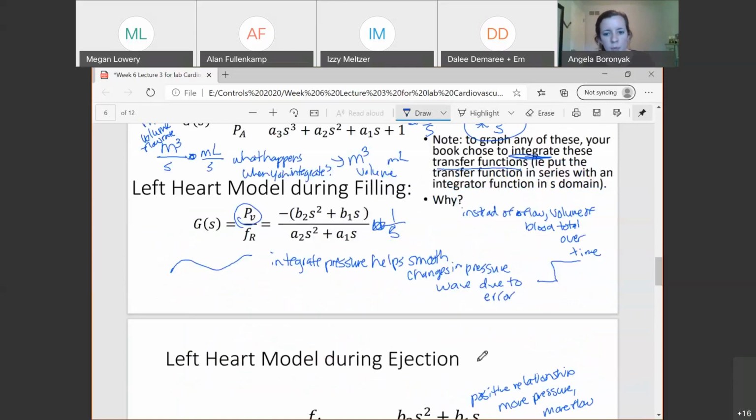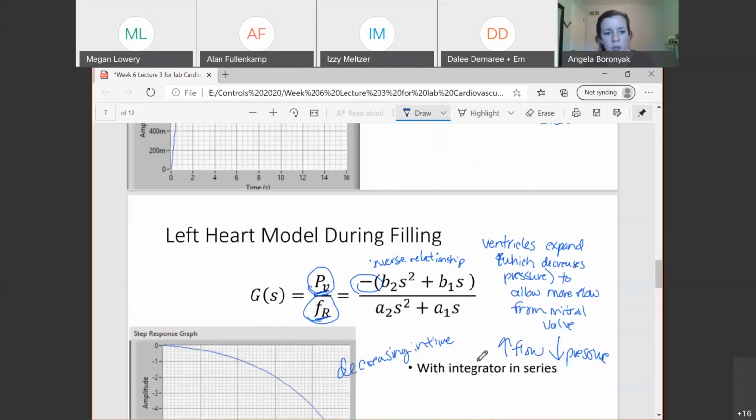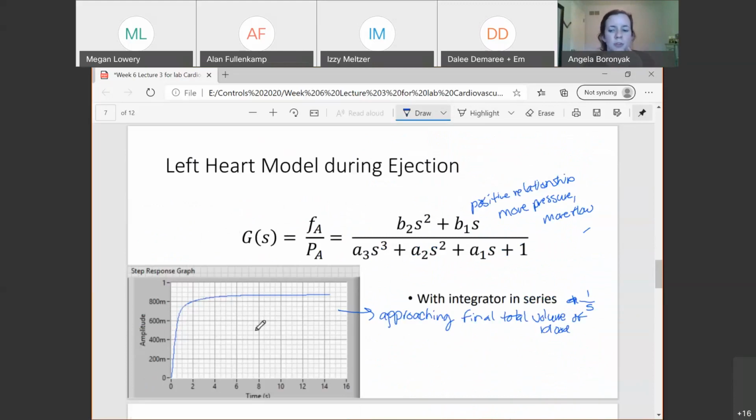Okay, so what do we get when we graph these? During ejection, I'm even telling you what your time response graph should look like. We're going to look at other graphs too, though, so this isn't your only final answer. You need to do the lab yourself to get the rest of those graphs.